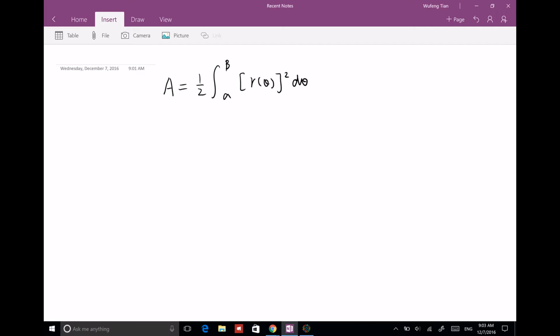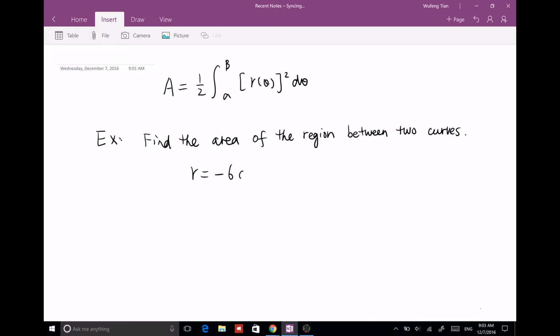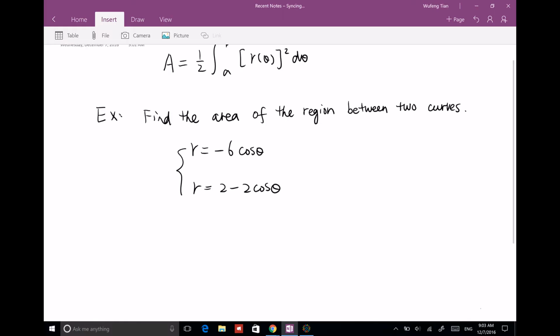I think this is another example. Yeah, two more examples maybe. Okay, so the first example, continued: find the area of the region between two curves. The first one is r equals negative 6 cosine theta, and r equals 2 minus 2 cosine theta. So you want to find the area between these two.